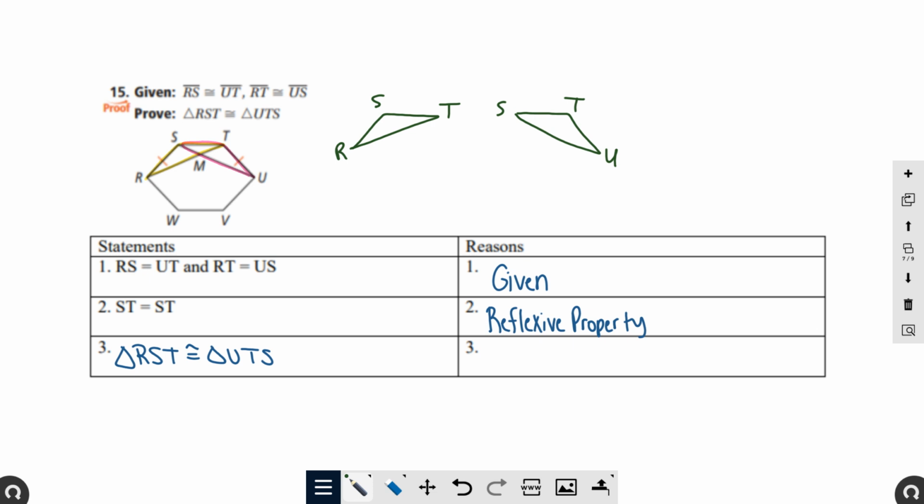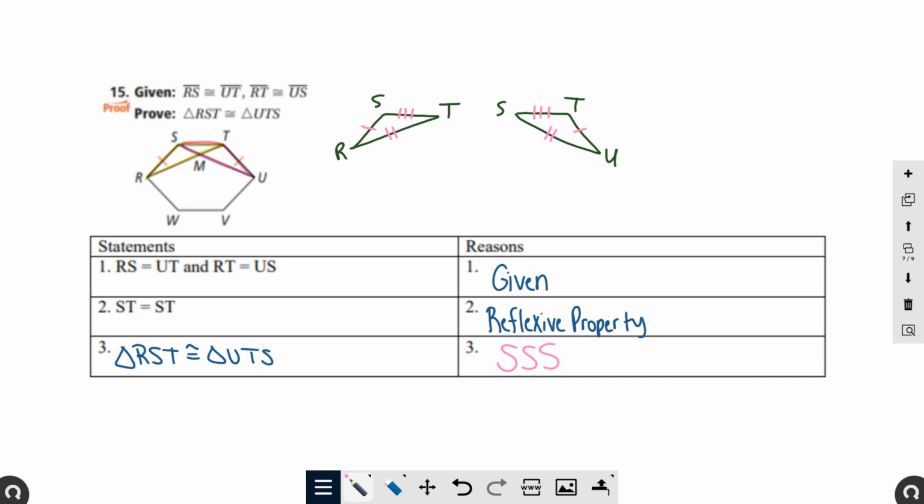And then you mark all the things your proof told you to mark. So if you look back up here in statement 1, RS is congruent to UT. RS, UT. Mark it with one mark. Next statement, RT is equal to US. So I'll mark that with 2 marks. And then the next one says ST is equal to ST. When you draw them separate, why are the two triangles equal? Side, side, side. So that would go in this spot.